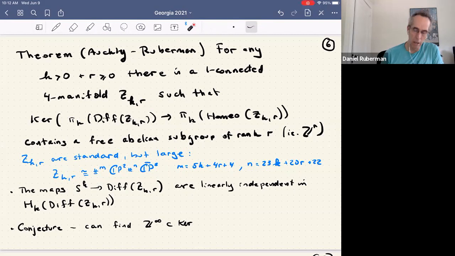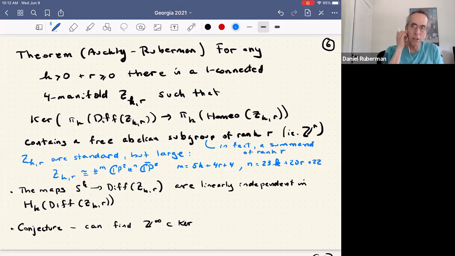In fact, actually, I should have written here, so let me squeeze that in. So in fact, a summand of rank. So if you like, you learn a little bit more about the group theoretic structure.